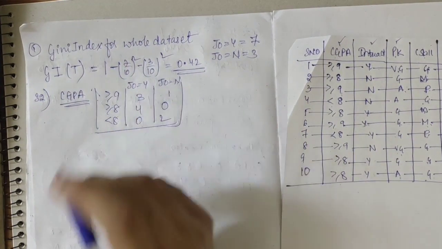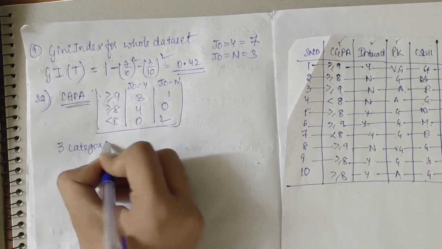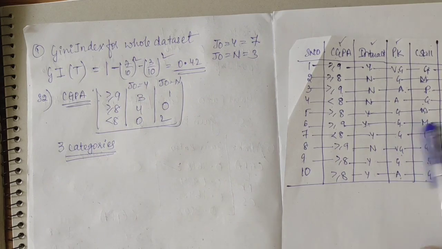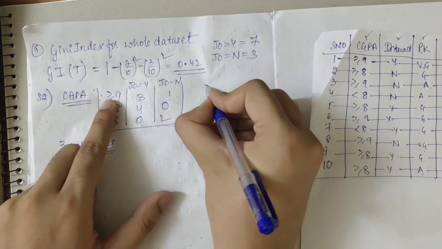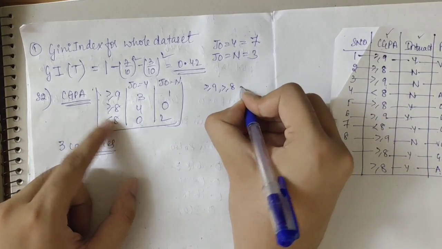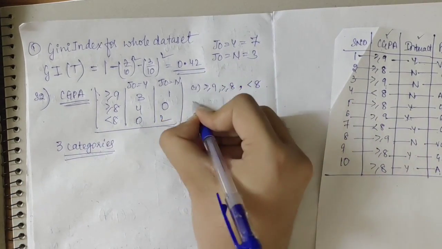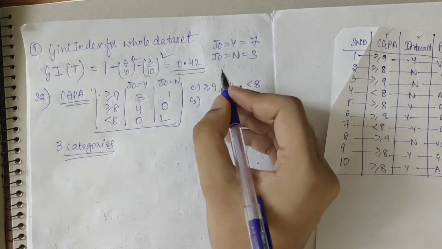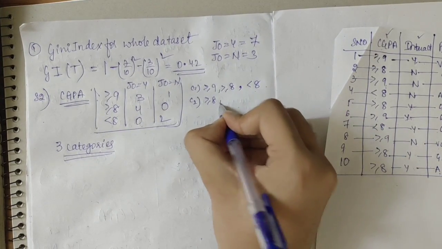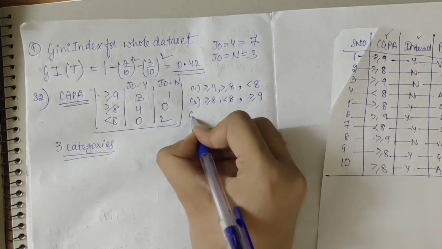So now CGPA will be having 3 categories. So I need to select 3 categories here. First category would be, I will select greater than or equal to 9 and greater than or equal to 8 as the first combination, and the second one would be less than 8. So this is my category 1. Next, my category 2 would be selecting greater than or equal to 8 and less than 8 as one category, and greater than or equal to 9 as second instance.